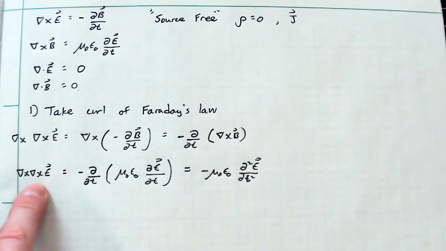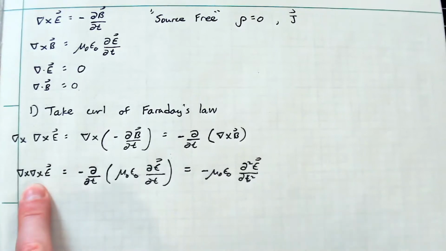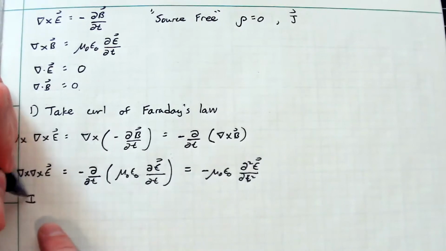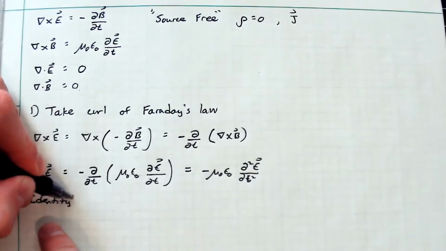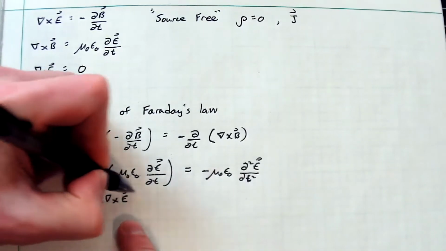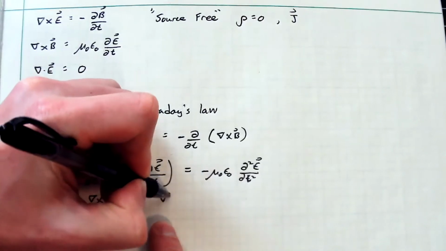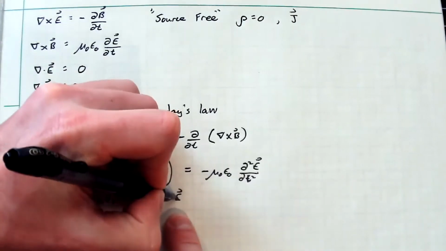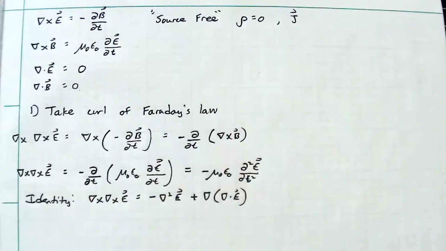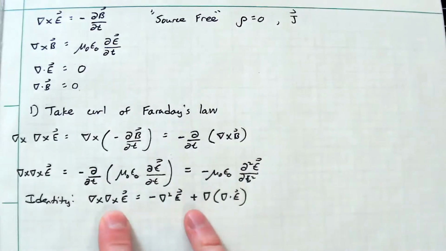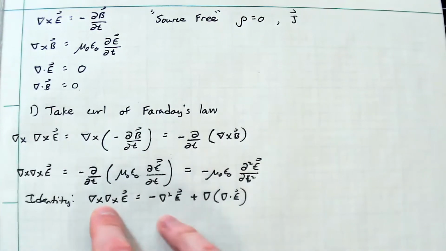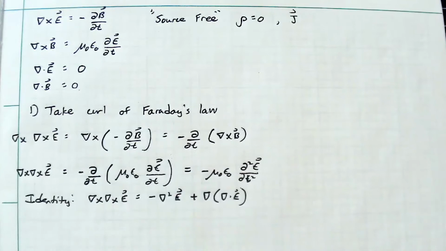So fun fact, in vector calculus, you may or may not have been told this, but you can look this up. There is an identity in vector calculus which says the following. The curl of a curl is equal to negative vector Laplacian plus del dot E. So this is true for any vector field whatsoever. It is just a mathematical identity that this operation here is equivalent to this operation over here.